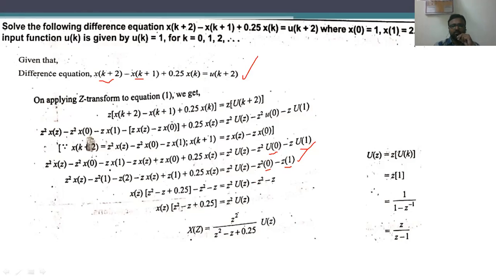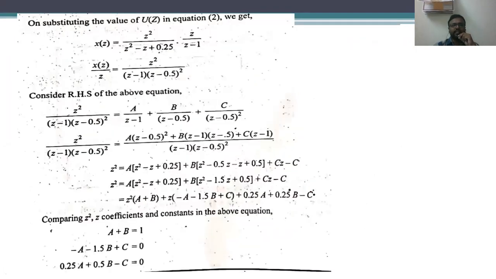So after that we have obtained the value of x of z, that is nothing but x of z divided by u of z can be taken as z square divided by z square minus z plus 0.25. This is the equation we have obtained. That means this equation is nothing but called as the z transfer function. So we have to obtain the value of x of k. So here is the problem.